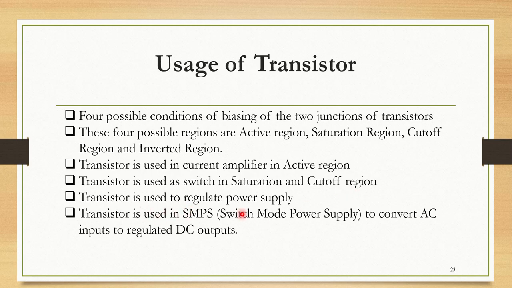Transistor is used to regulate power supply. Transistor is used in SMPS to convert AC inputs to regulated DC outputs. So these are the applications of transistors. Computer always needs DC input. So any input given to the computer from your source as AC, by using a rectifier and transistor, is converted to regulated DC output, and that goes to the computer motherboard.